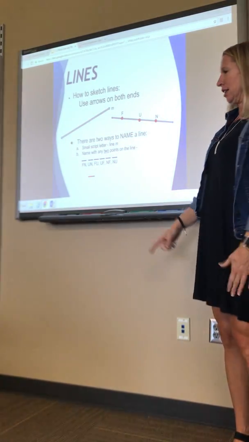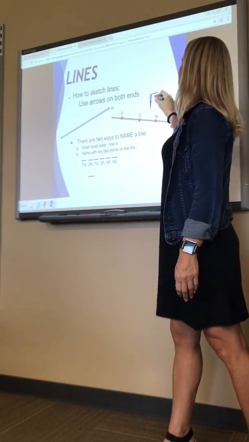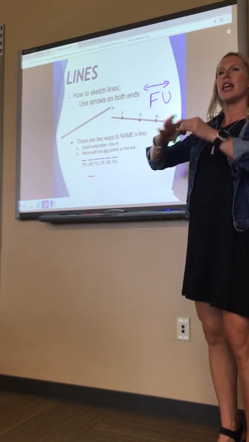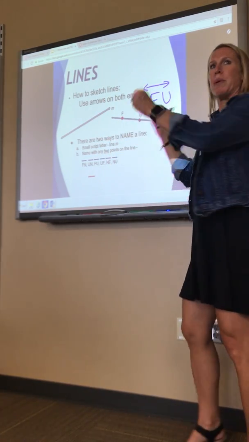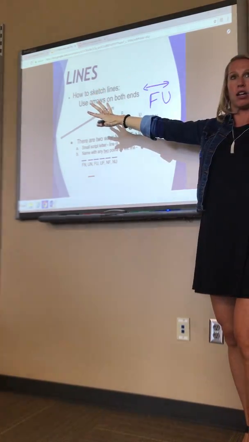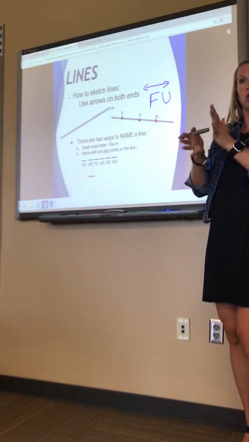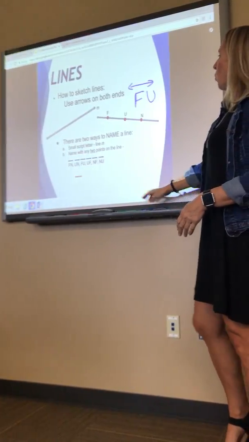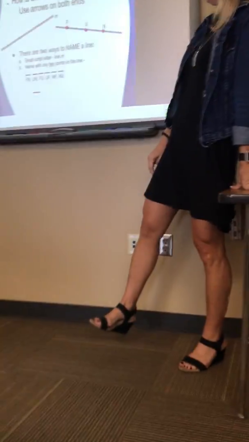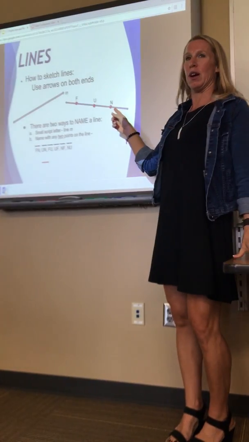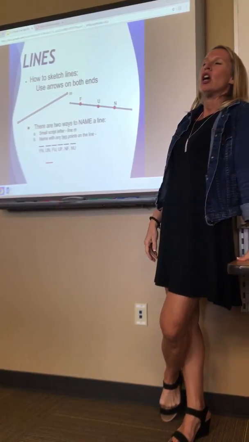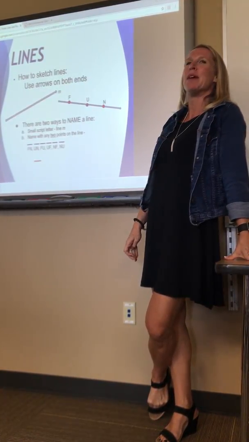So could I name this line F-U? Yes. I could. When you name it, you put the arrows on top. So that's saying, since there's infinitely many points on a line, you just pick 2 of the points, and then you put the arrows on top, saying it's that entire line, and it contains those 2 points, F-U. What is another way I could name that line? UN. UN is another one. What's another way? FN. UF.